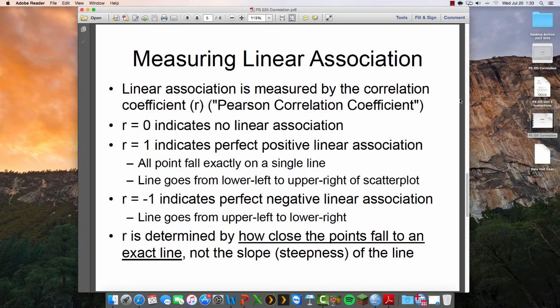But let's keep in mind here that Pearson's correlation coefficient is determined by how close the points fall to an exact line, not the slope or the steepness of the line. Some people get confused by that. I don't want you to be one of those folks. It doesn't matter if the line is climbing fast or slow. The slope is not a measure of the strength, it's a measure of the proportion between the units of the two variables. So remember, the strength of R is determined by how close those points fall to the straight line.